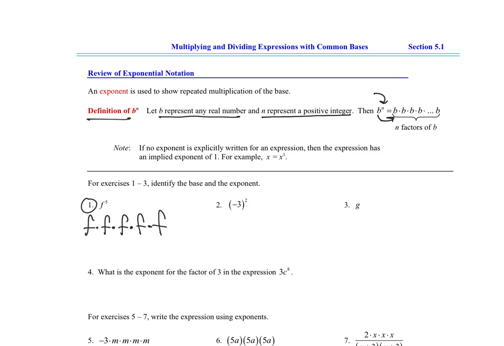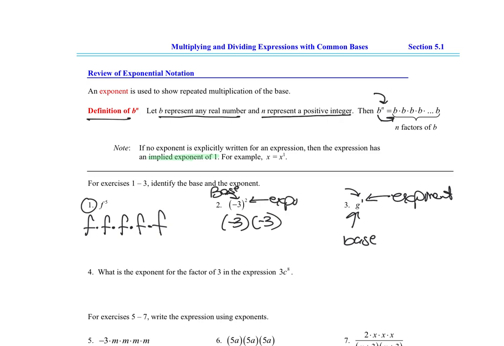All right, and for number 2, remember this is going to be -3 multiplied twice. And for g, there is no exponent there. As they say right back up here, it is an implied exponent of 1. So this is g to the first power. So g is the base, and 1 is the exponent. And the same here. These would be your base, and 2 is my exponent.